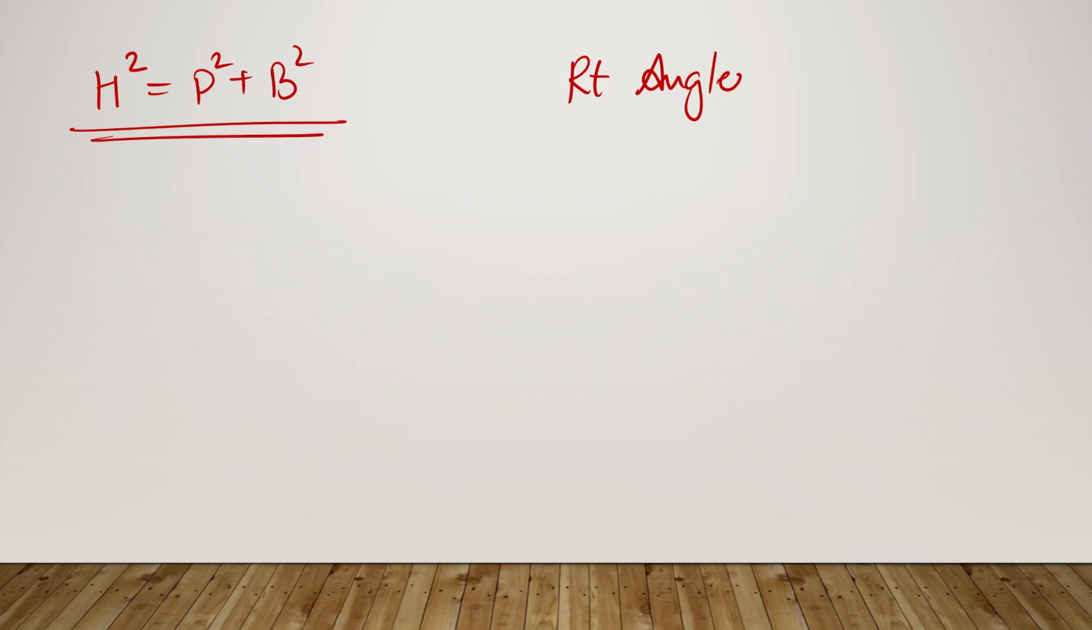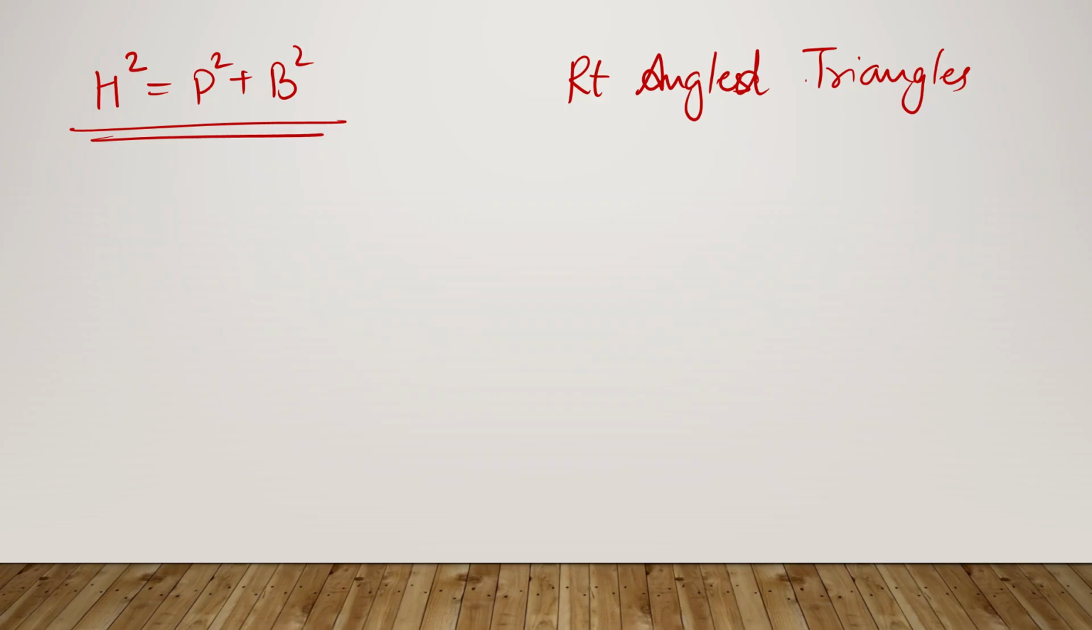So let's do a quick revision of whatever we studied. The Pythagoras theorem is simply the square of the hypotenuse equals the square of the perpendicular plus the square of the base. And this theorem can be implemented only in a right angled triangle. It can be implemented in real life also, like we did in the last example.